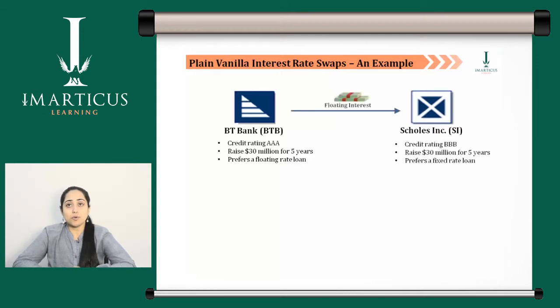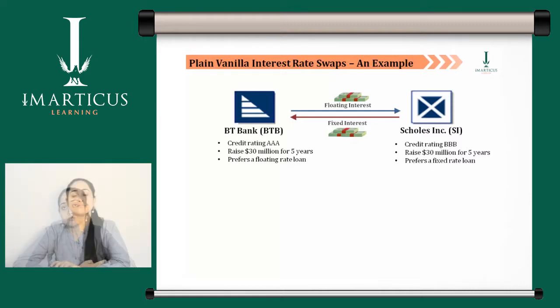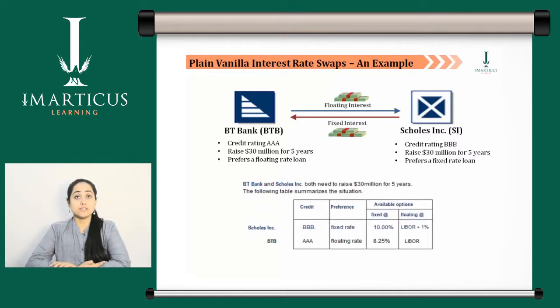Scholes Inc. is a multinational corporation with a credit rating of BBB. It also needs to raise $30 million for 5 years, and it prefers a fixed rate loan. It can manage a loan on a floating rate of Libor plus 1% or a fixed rate of 10%. It is important to note that the table highlights the available borrowing options for both the companies based on credit rating. Scholes Inc. has a credit rating of BBB against BT Bank, which has a credit rating of AAA, and hence Scholes will be borrowing at a higher rate than BT Bank.